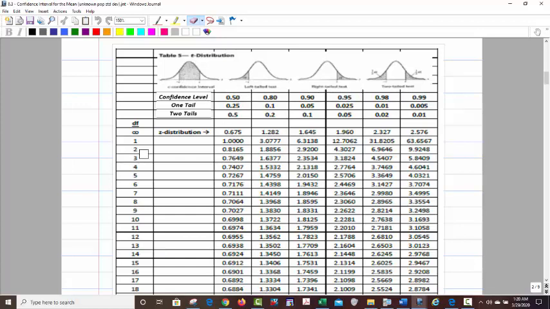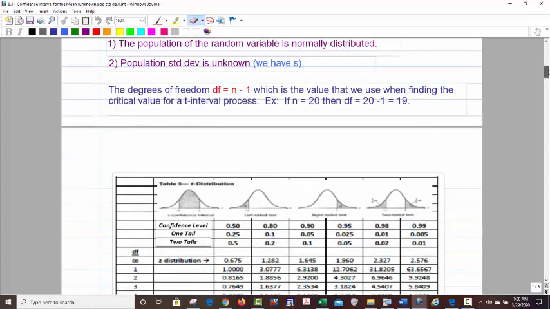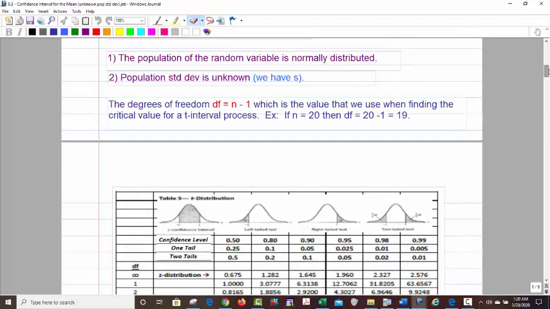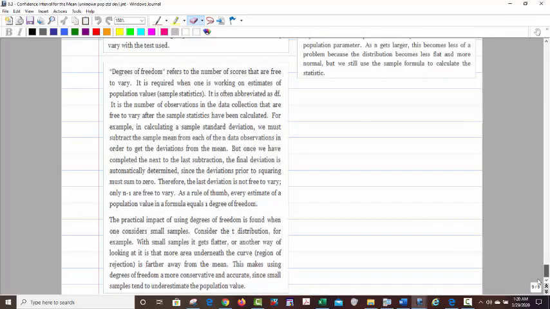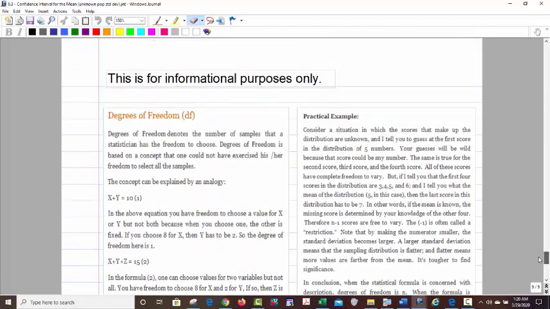But then you go down, instead of just using the top row, we have to pick the correct row for the degrees of freedom. Now the degrees of freedom, if you really wanted to investigate this, you could. It's actually kind of complicated, the reasoning behind it. I put a little blurb here at the end of the notes. You don't have to look, it's just for informational purposes only.